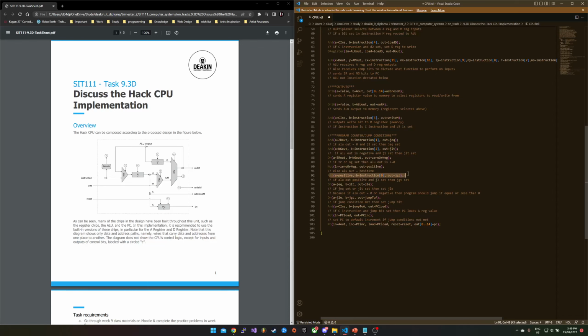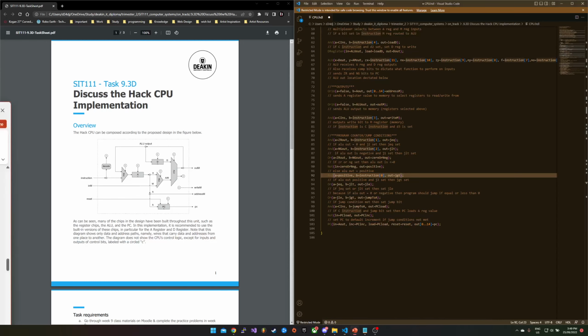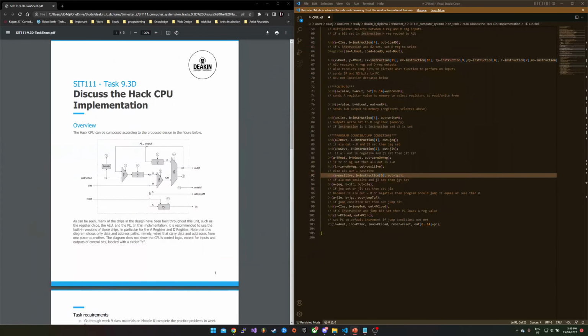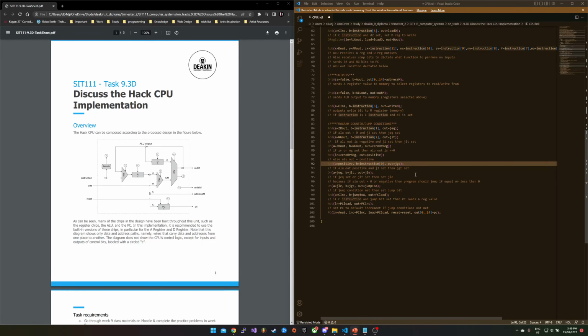Now I've got an AND gate here, which is just checking if our positive bit is set, so our ALU output is positive, and if our J3 bit is set, which was our jump if greater than bit. So that will then set JGT to 1, because it will jump as the ALU output is positive and the JGT bit is set.